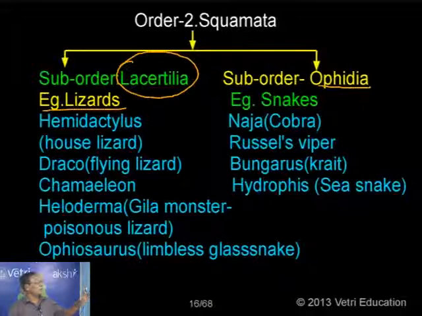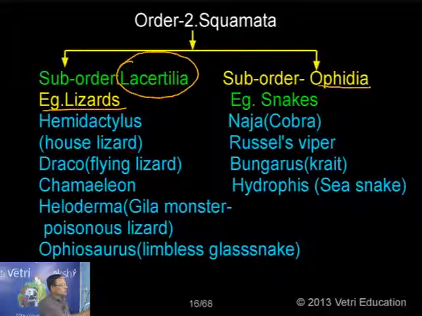So we have the suborder Lizardia, animals having two pairs of limbs and a tail, and the suborder Ophidia, which includes animals without limbs. These are the tailless squamata, normally the snakes. Now what are the examples for Lizardia? We are not going to describe anything about that. Simply we have to know the main difference between these two: two pairs of limbs in lizards, and no limbs at all in the case of snakes.